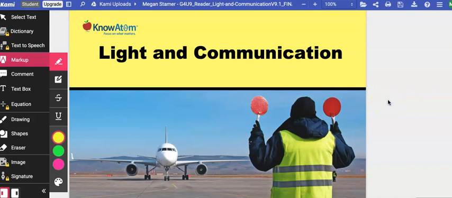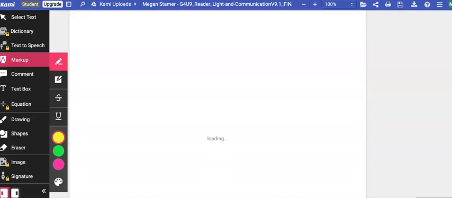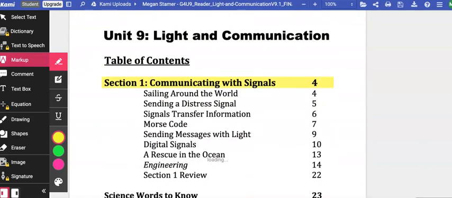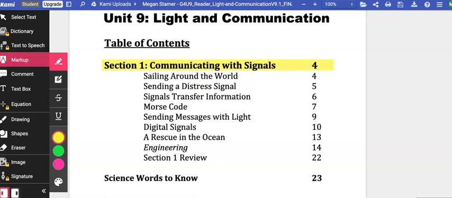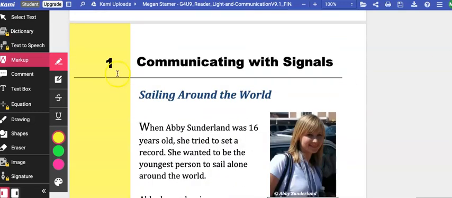Today we are going to read and highlight the lessons in Light and Communication, which is Unit 9. If you scroll down to the table of contents, you can see that there's only one lesson in this unit, which is called Communicating with Signals. Make sure that you have the highlighter section up, and sometimes remember that we'll use the drawing tool to identify key diagrams that are important.